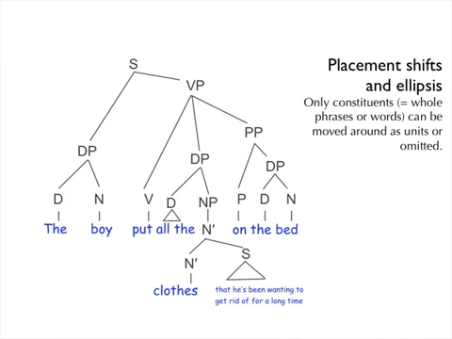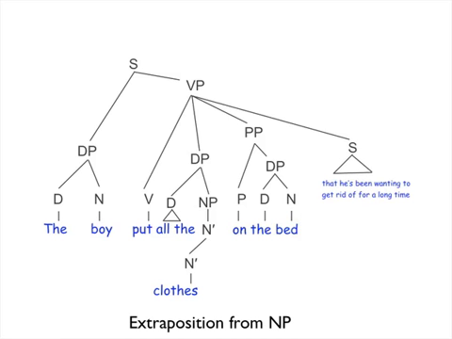We can also do this with fleshing out a big DP. All the clothes that he's been wanting to get rid of for a long time, we're going to want to put that at the end, and so we could do it like this. This would be extraposition from NP. We've got a relative clause inside of a noun phrase, inside of a DP. That's way too big. Let's just shift it to the end. We don't have to take the whole thing.